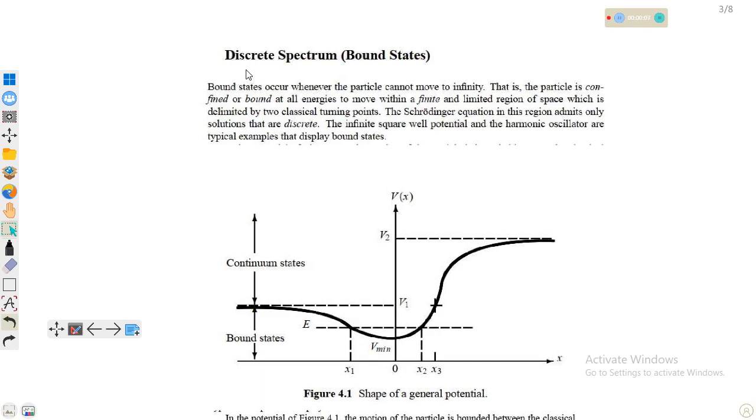In this lecture, we will discuss the discrete spectrum and continuous spectrum: for what states we have a discrete spectrum, for what states we have a continuous spectrum, and what is special about discrete and continuous spectra. So the first is the discrete spectrum.